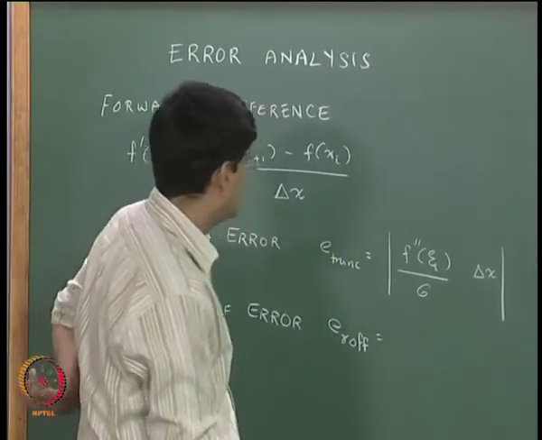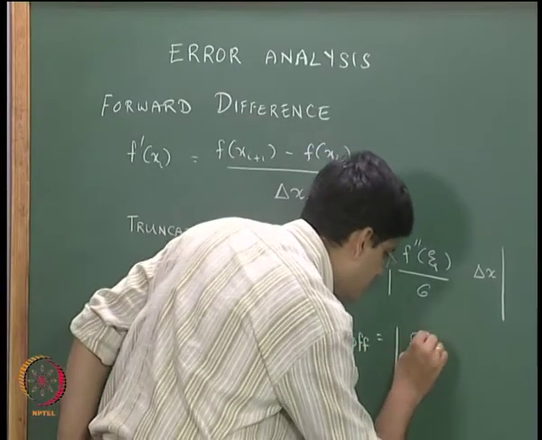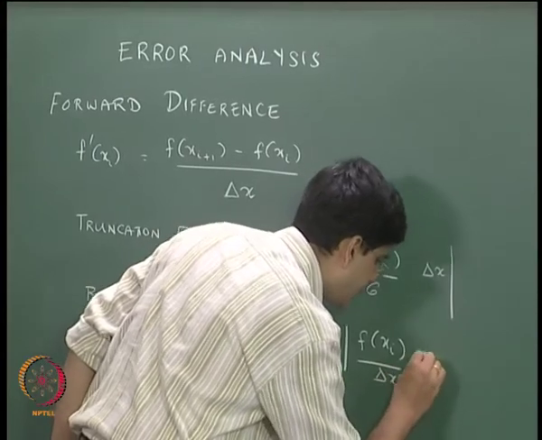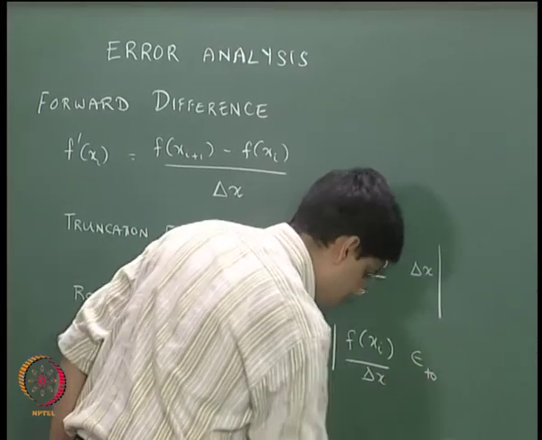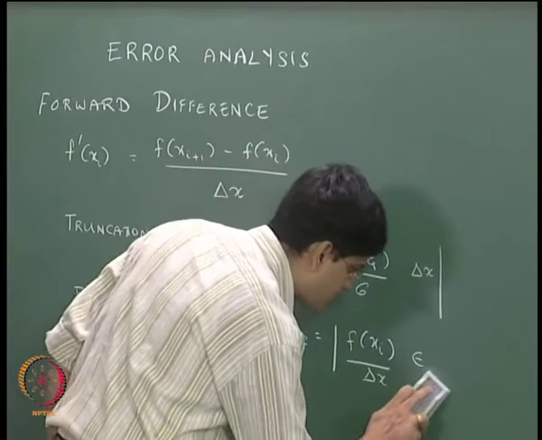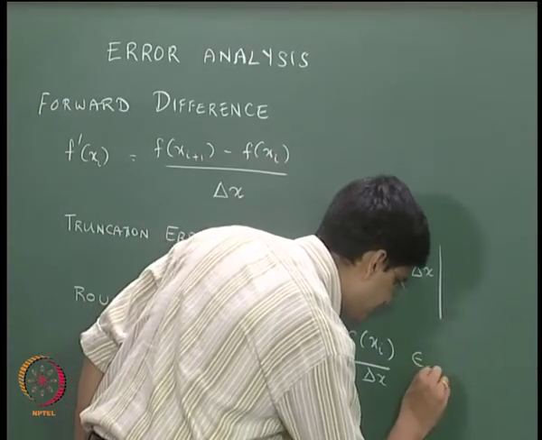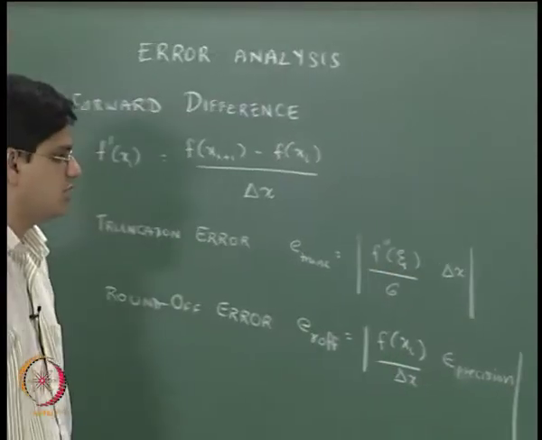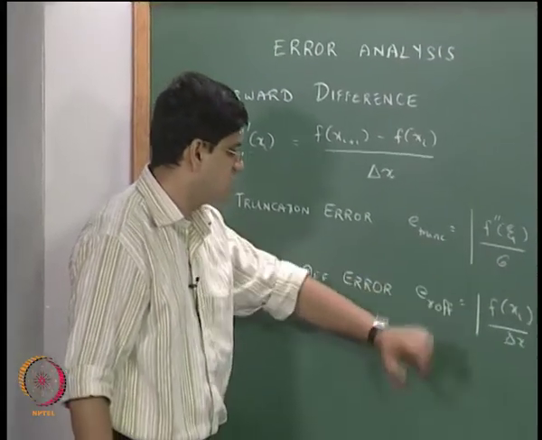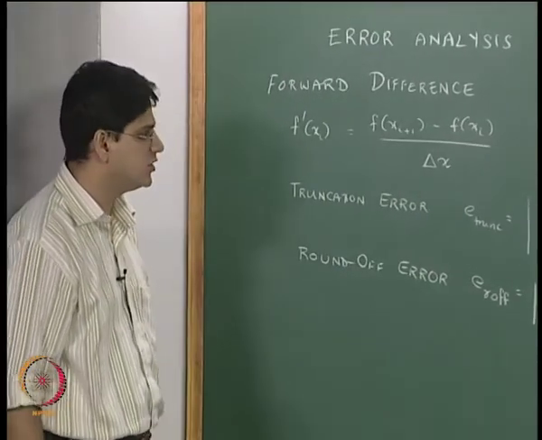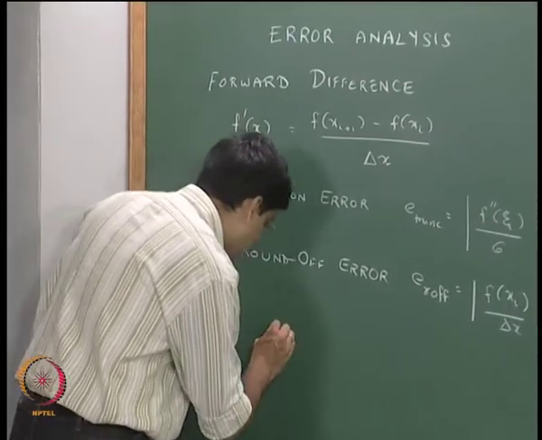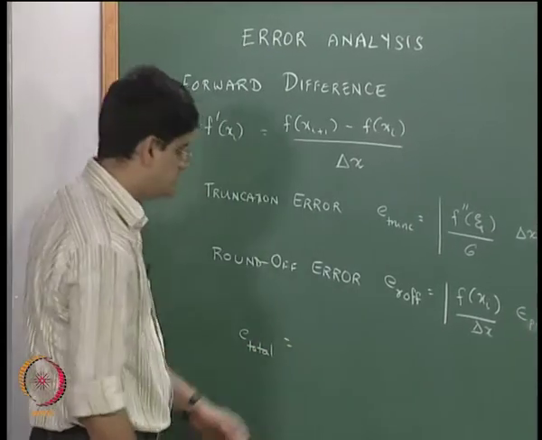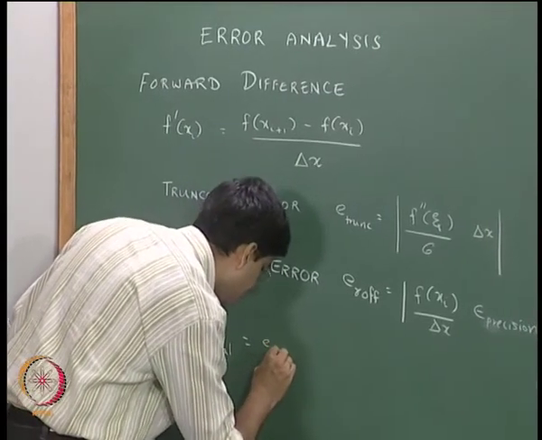As a result of this, we will get round off errors proportional to f of xi divided by delta x multiplied by epsilon machine precision. Okay. So that is going to be our truncation error. This fellow is going to be our round off error. So our total error E total is going to be just E truncation plus E round off.